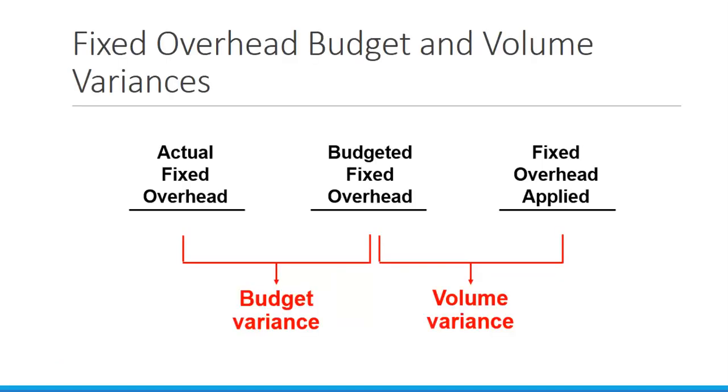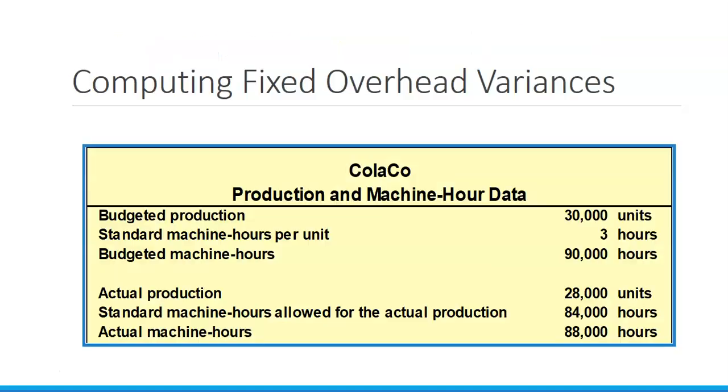So our fixed overhead variances are really the difference between our actual fixed overhead, our budgeted fixed overhead, and then the amount of fixed overhead that has been applied based on our allocation method. So we have a budget variance between the actual and budgeted amount, and a volume variance between the applied and the budgeted. The total fixed overhead variance, as we'll see later, is the same amount as our under and over applied overhead.